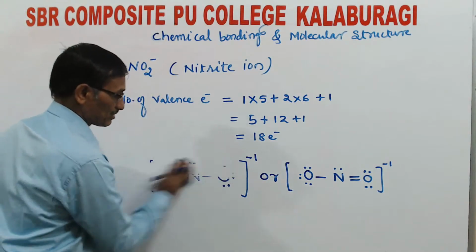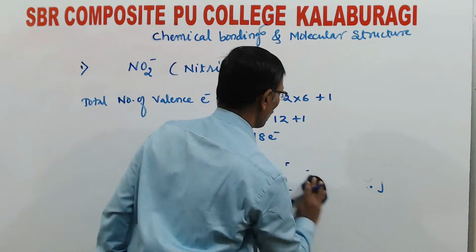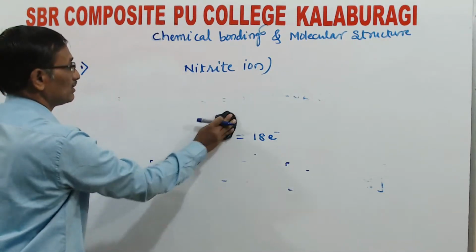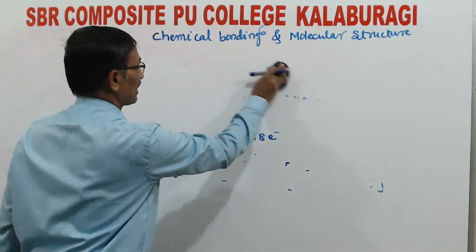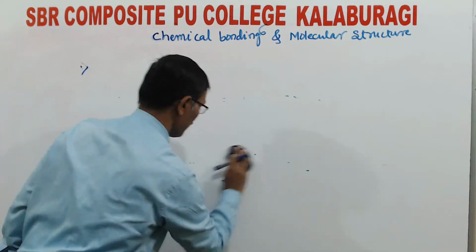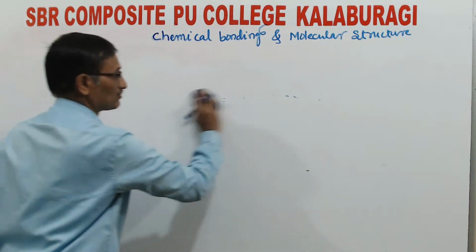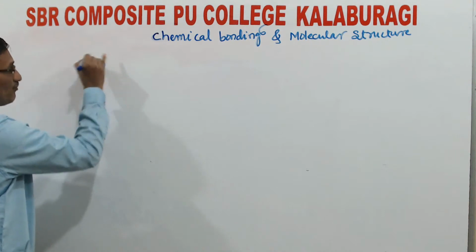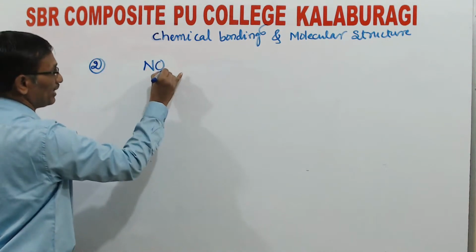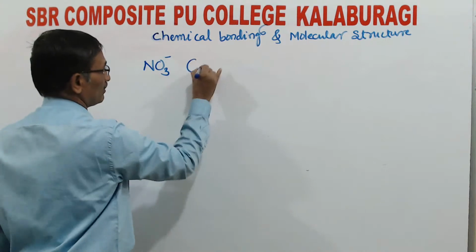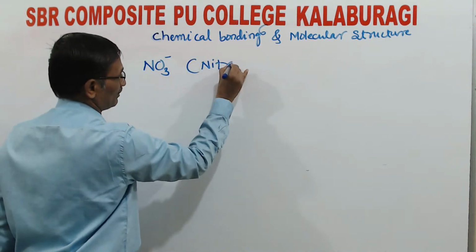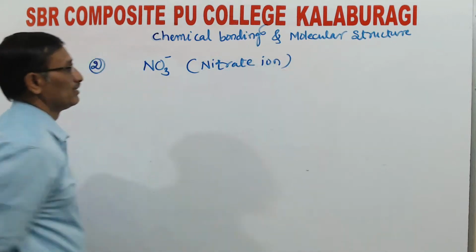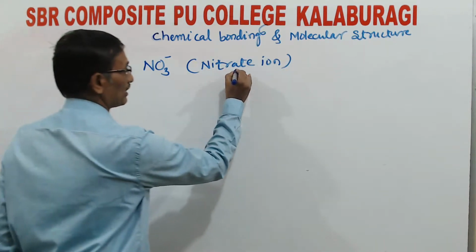Coming to the next one, in the same way, I will take one more: the nitrate ion. ITE is over, now ATE we will go for. Nitrate ion. How to write the Lewis structure for the nitrate ion? NO3 minus, nitrate ion. Nitrate ion, you have to see the suffix.